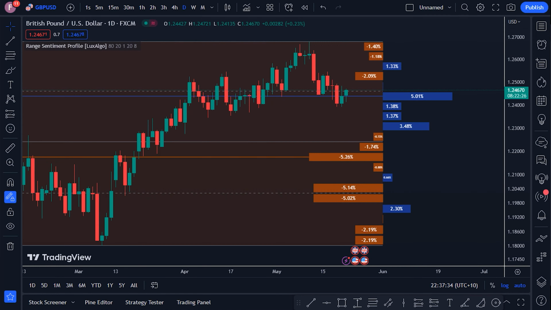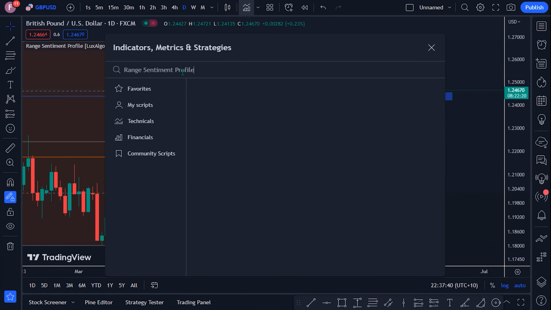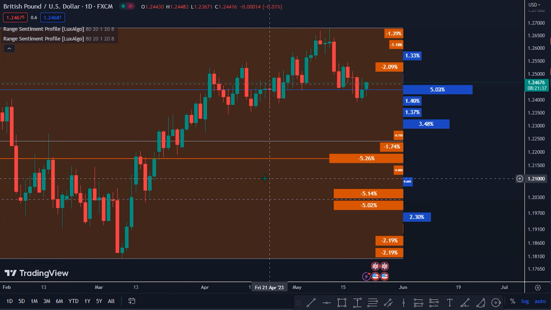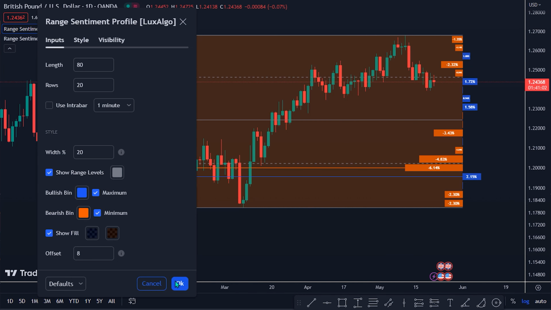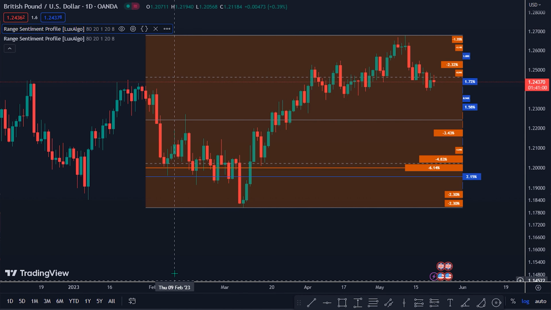To apply this indicator on the trading chart, search the keyword "the range sentiment profile" and select the Range Sentiment Profile indicator in the TradingView indicator folder here. As we can see, here is the trading indicator. How does this trading indicator work in the market?